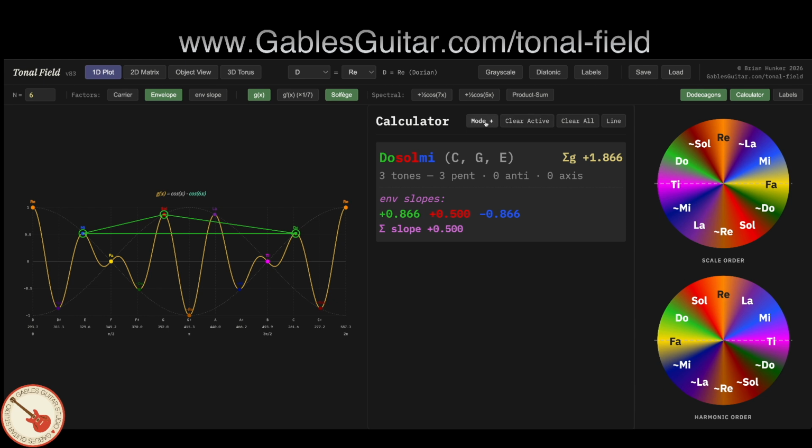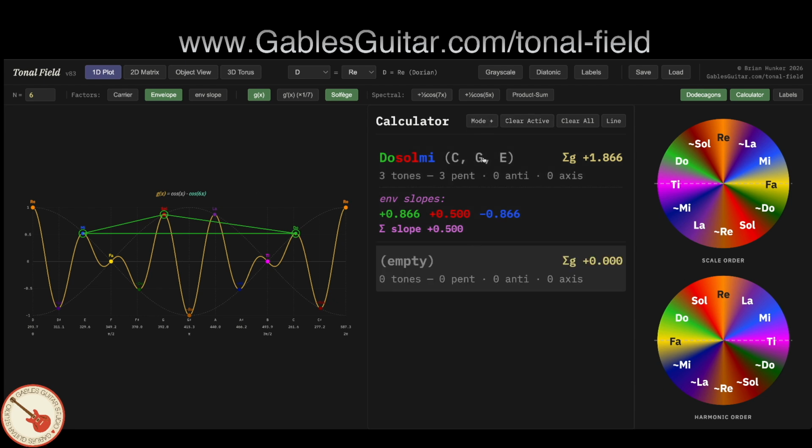If I wanted to compare it to something, I could create another. I click mode plus, and I can create another structure here. I'm going to do Ti, Re, Fa, which is the diminished chord here.